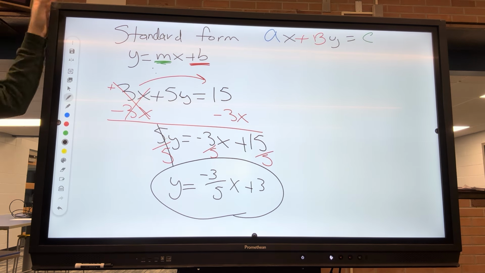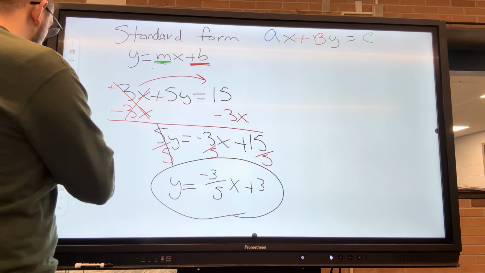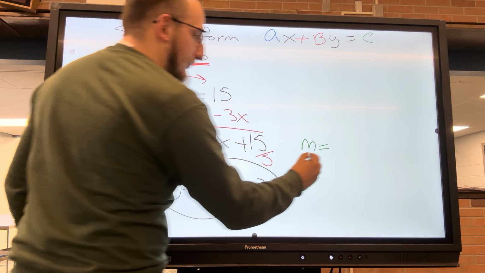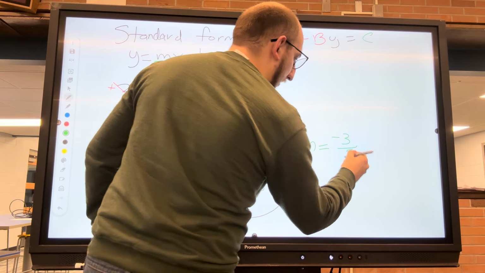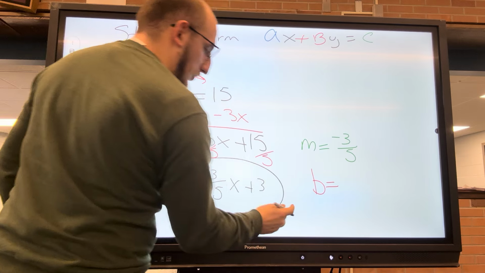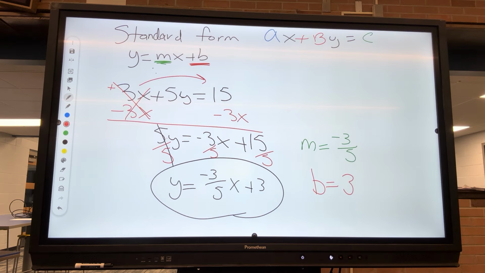This gives you information about what your slope is and what your y-intercept is. And we could just say, hey, guys, my slope is attached to my x, which would be negative 3 over 5. And my y-intercept is whatever that extra guy is, 3. Nice, simple, and easy.